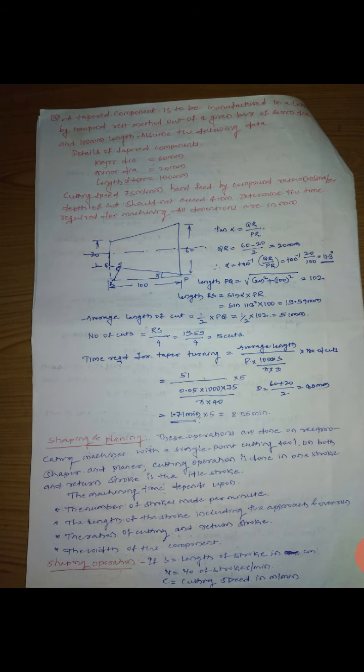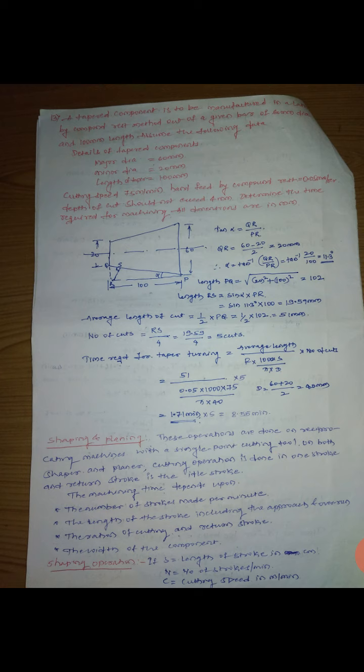Next, you have a tapered component to be manufactured in a lathe by compound rest method out of a given bar of 60 mm diameter and 100 mm length. Assume the following data of the tapered component. Major diameter is 60 mm, minor diameter is 20, length of taper is 100 mm.